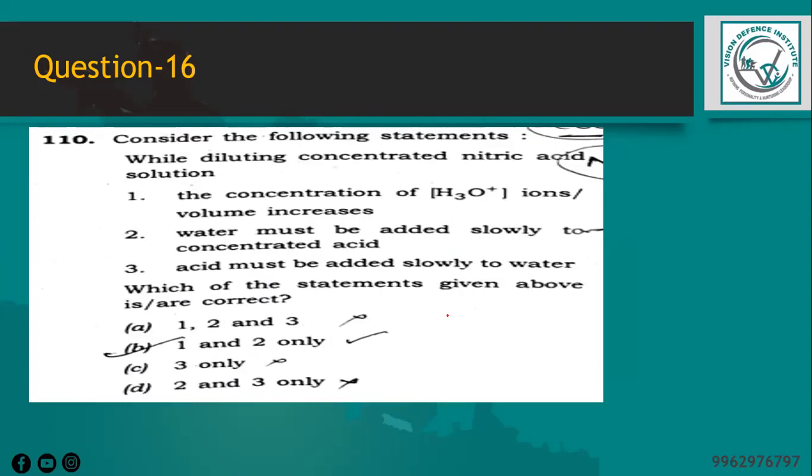So let's see the next question. Consider the following statements while diluting concentrated nitric acid solution. The statements are: the concentration of hydronium ions, that is H3O+, and volume starts to increase; water must be added slowly to concentrated acid; and the third statement, acid must be added slowly to water. Which one of the following statements given above are right? So when diluting the concentrated nitric acid, the concentration of hydronium ions and volume start to decrease.